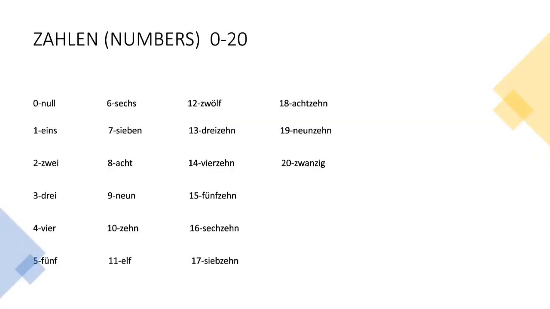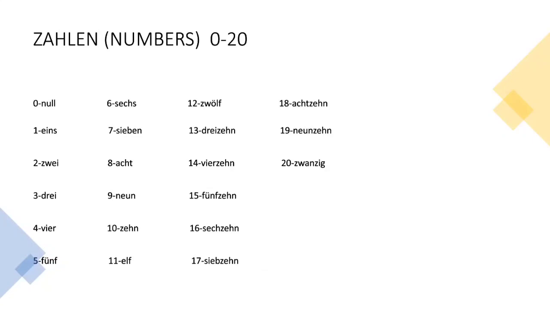So now we're gonna learn numbers from 0 to 20. So 0 is pronounced as null. 1 is pronounced as eins. 2 is pronounced as zwei. 3 is pronounced as drei. 4 is pronounced as wir. 5 is pronounced as fünf. 6 is pronounced as sechs. 7 is pronounced as sieben. 8 is pronounced as acht. 9 is pronounced as neun. 10 is pronounced as zehn.